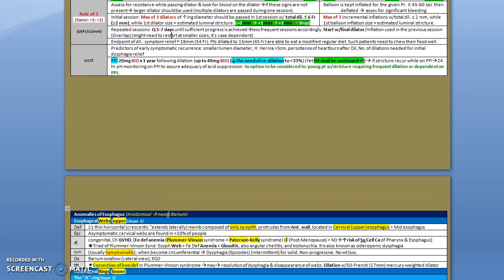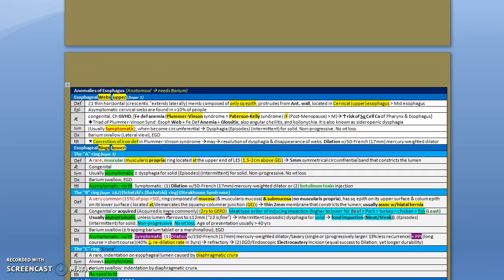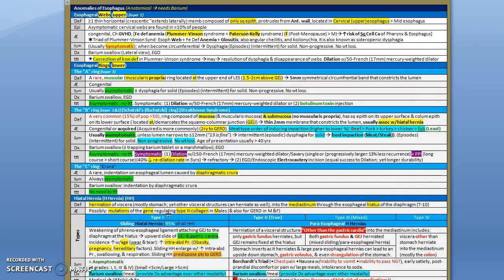Let's go now with the esophageal anomalies. We will talk about the webs and the rings quickly. The esophageal webs are formed of one layer only. Usually they are thin, horizontal, and mainly formed of only one layer of squamous epithelium. And usually they occupy the upper part of the esophagus, the cervical region. Usually they are asymptomatic, and they are found in 10% of people.